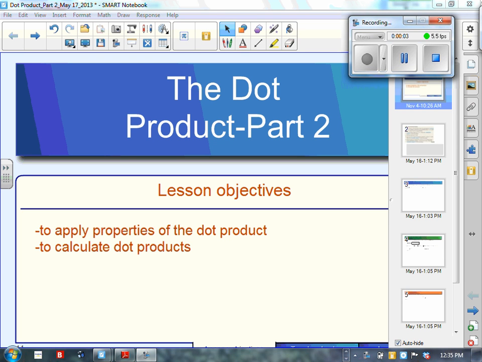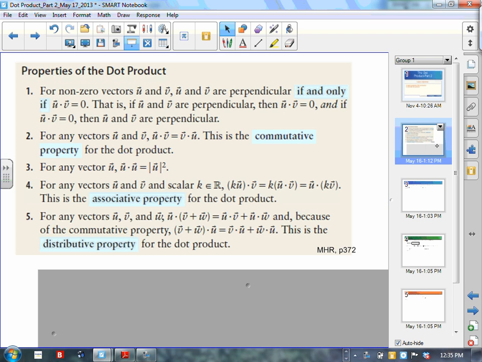In this podcast, we're going to follow up on some of the questioning and the discussion that went on in class today regarding the properties of the dot product. And once that's done, we'll end up calculating dot products. From your textbook, these are some of the properties you investigated and explored. Properties 1 through 3, and then properties 4 and 5, we attempted to apply them to a couple of examples, which you'll see on the next slide.